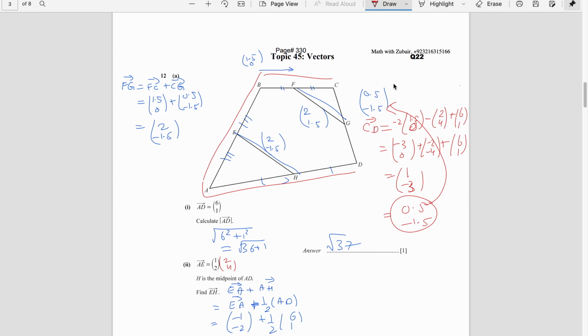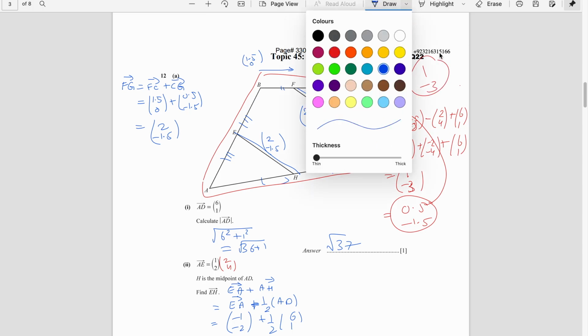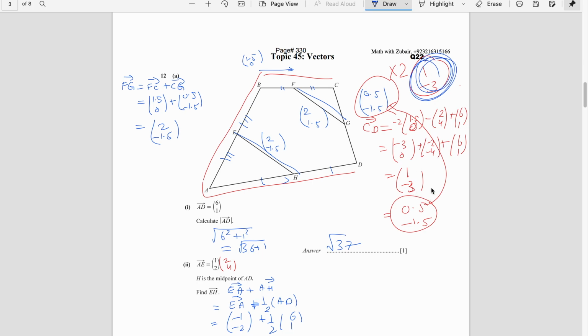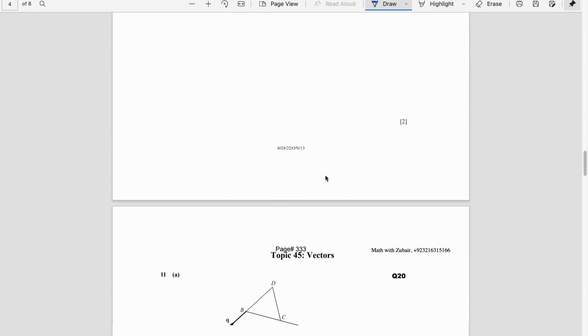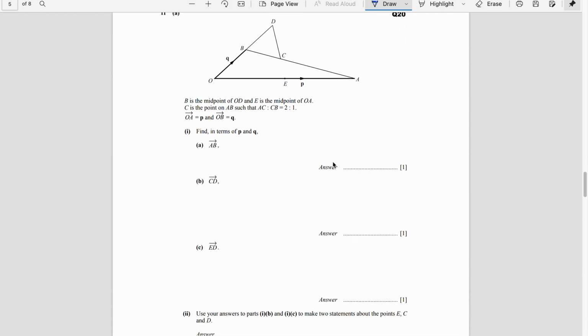Or you can do it in reverse manner. You can multiply it with 2. You get 1 and minus 3. And now these vectors are equal. This and this. So shown. Next question.